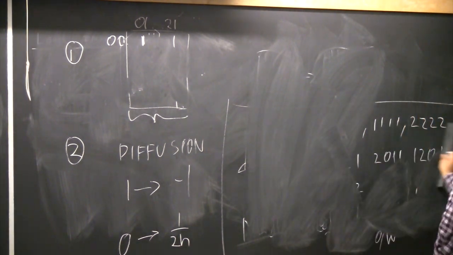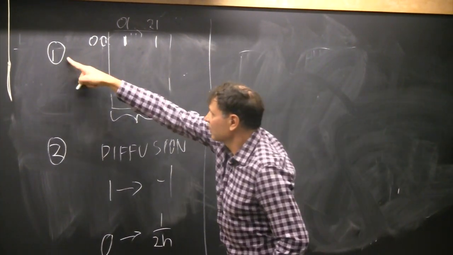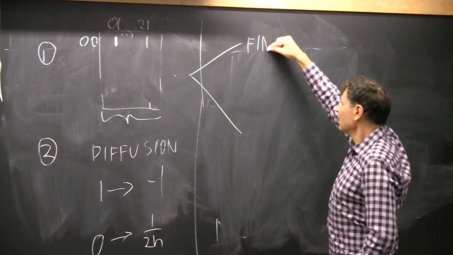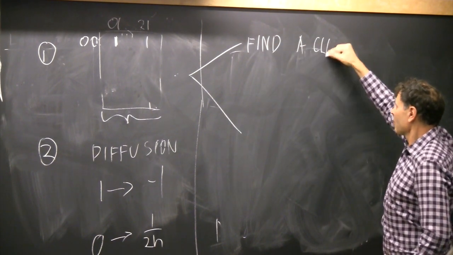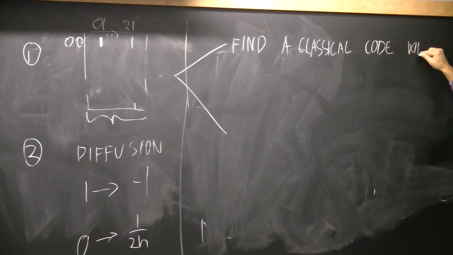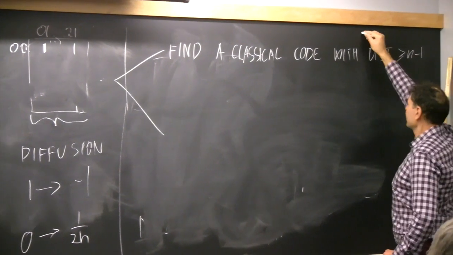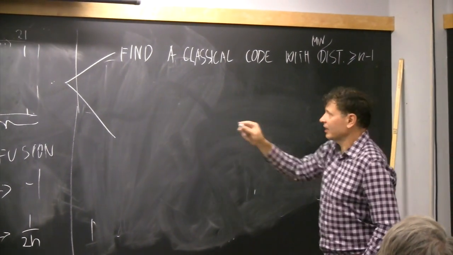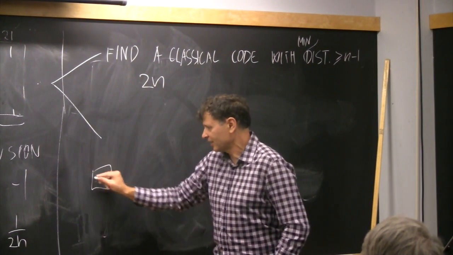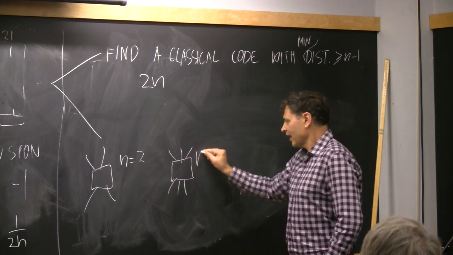So there are 2 constructions I wanted to resolve. The first construction is to find a classical code with minimal distance greater or equal than n plus 1. And recall that the length of the code is 2n, it's not n, right? So in the first case the n was 2, and in this case the n is 3.